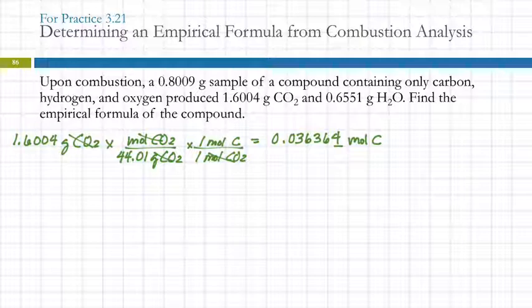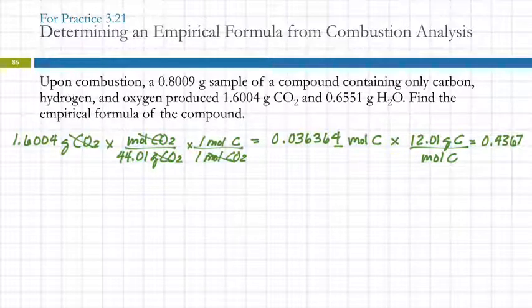So I need that, but in order to find the oxygen, I'm going to need the mass of carbon as well. So I'm going to go ahead and just add that calculation in here. I'm going to multiply by the molar mass of carbon to get the mass of it. So that number times 12.01. And that's going to be 0.43674 grams of carbon.